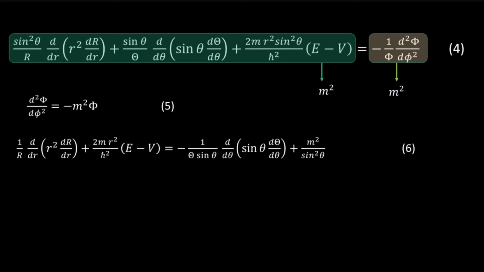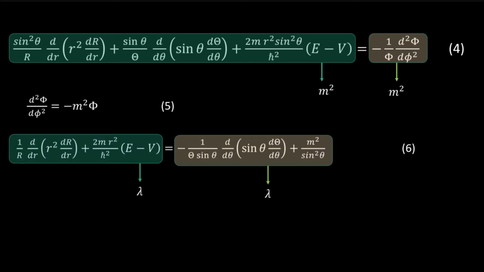and equating the left hand side of this equation to the same constant and then rearranging, we will get an expression like this one. Just rearrange this one after equating it with m squared, then this one will result. Again, in this sixth equation, different variables appear on each side, and hence it demands that both sides must be equal to some constant, let's say lambda.